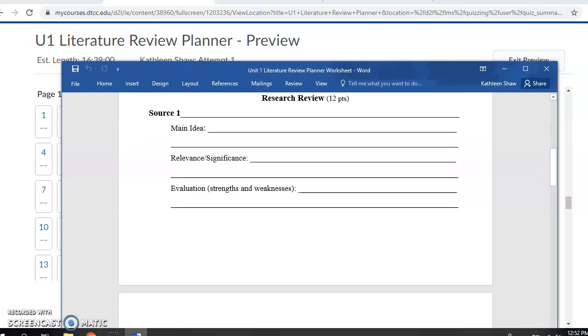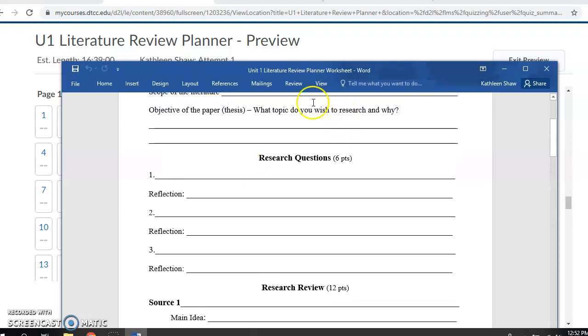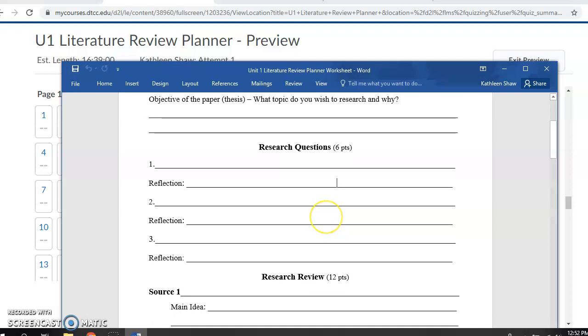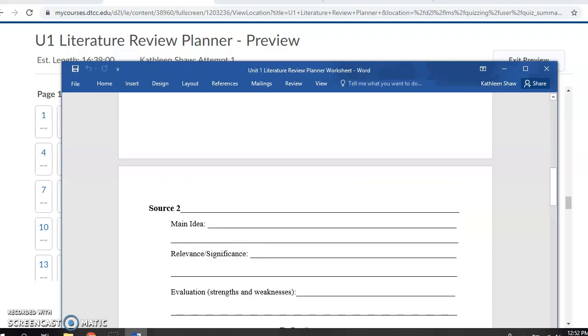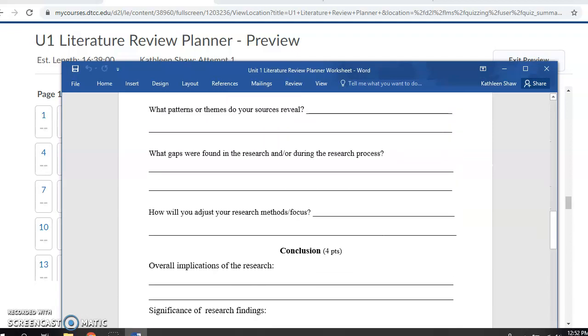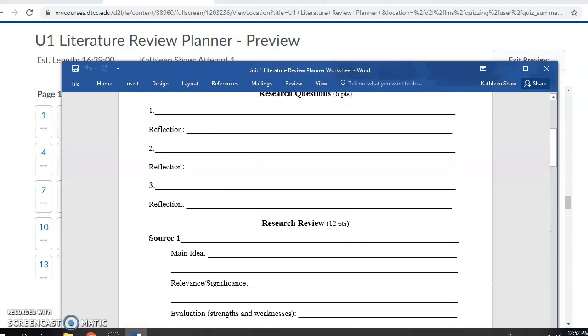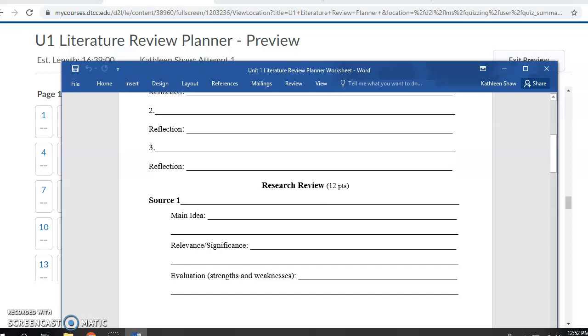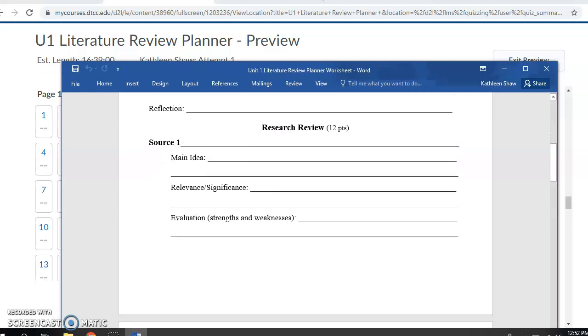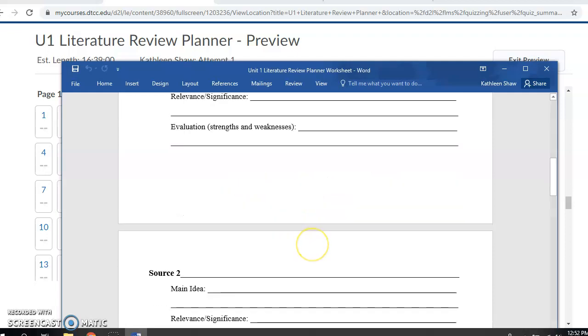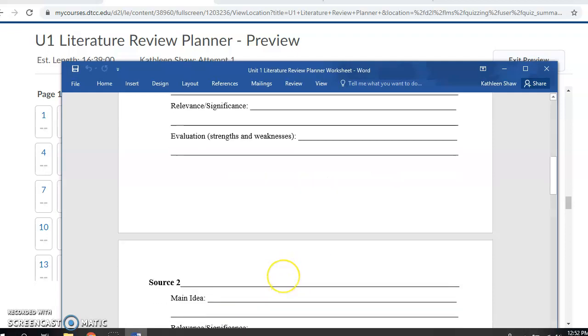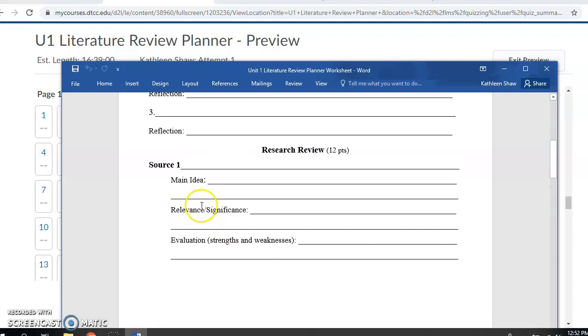The next section of your paper, and so you see how there's a research questions section and a research review section here. And then if you go down further, there's going to be a reflection and a conclusion. These are the headings that you will include in your paper. So your paper will be broken down in the same way. For instance, in research review, you're going to have a paragraph looking at your first source and a paragraph looking at your second source.